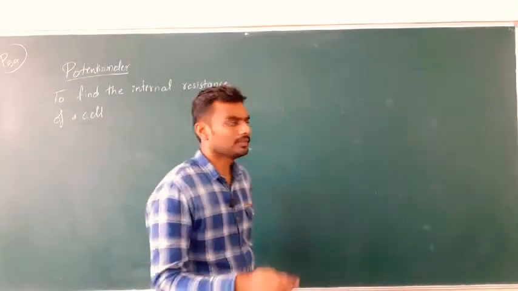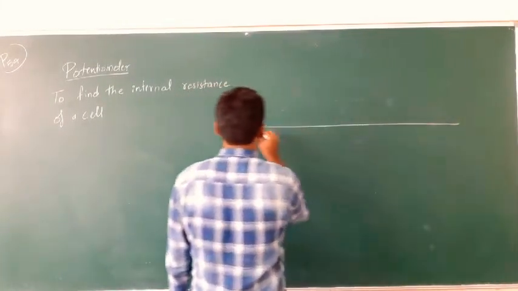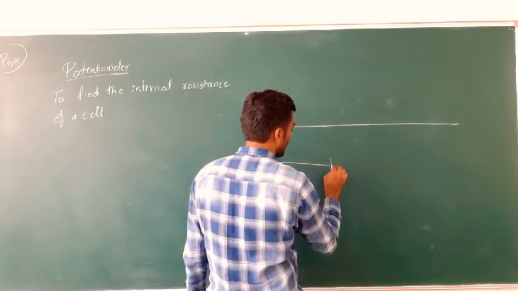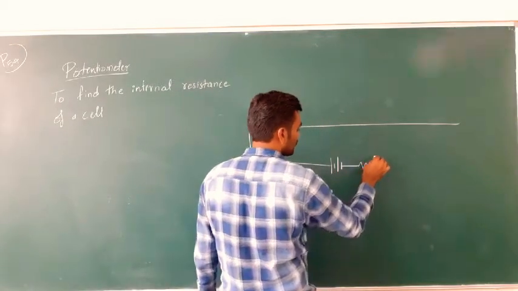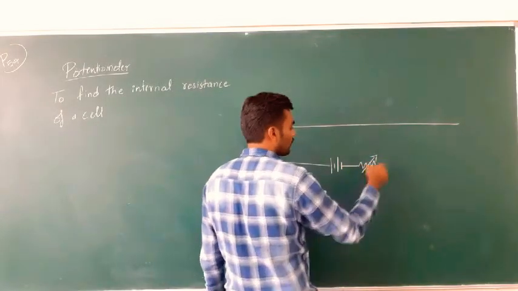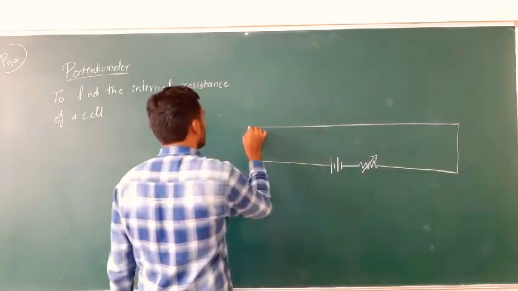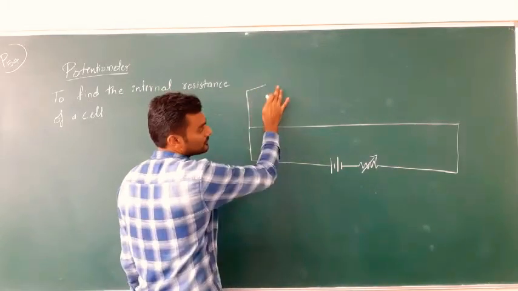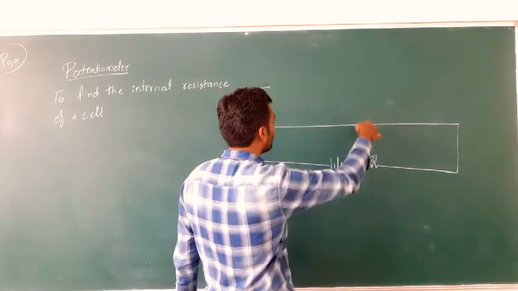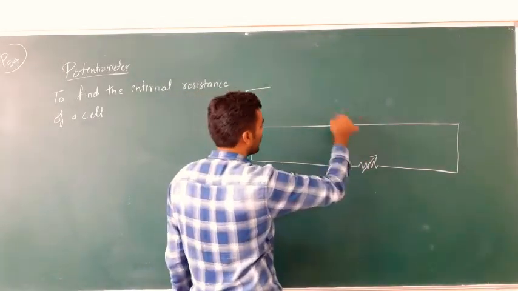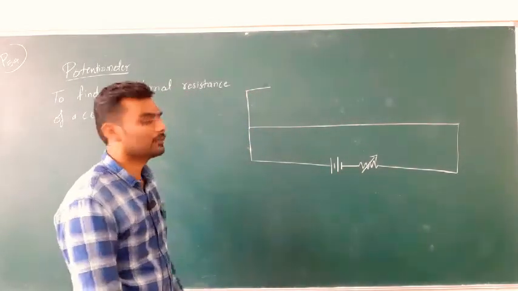As you all know, the potentiometer device looks somewhat like this. A lengthy wire is connected to a battery of higher EMF with a variable resistor to control the current flow in the circuit. From this point, you will have a setup which is called the secondary branch, and that secondary branch is again connected to the primary branch using a jack key. That's the basic structure of a potentiometer.